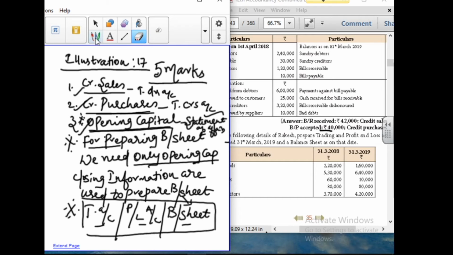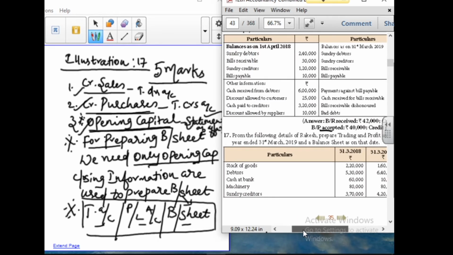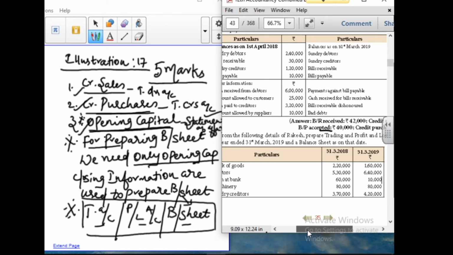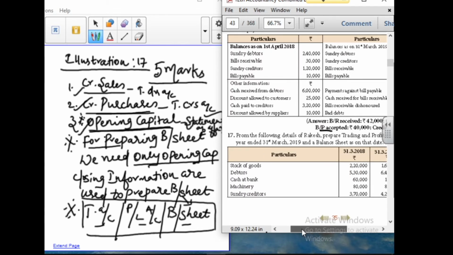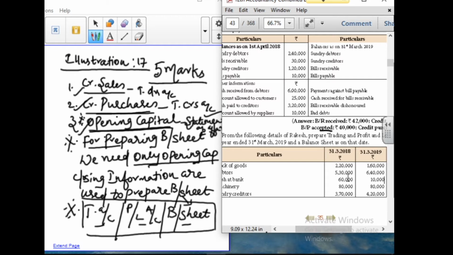Opening capital they have given, I think, and stock on goods. Opening stock on goods, nothing but opening stock, 2,20,000 and 1,60,000 is a closing stock. Next data, opening is 5,30,000, closing 6,40,000. Again this 6,40,000 is used in the balance sheet, keep it in mind. And cash at bank 60,000 and 10,000. This 10,000 is used in the balance sheet.